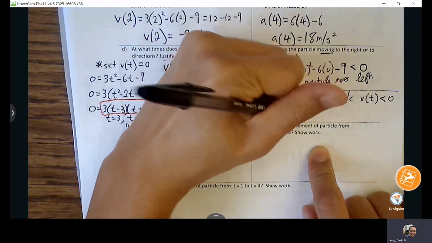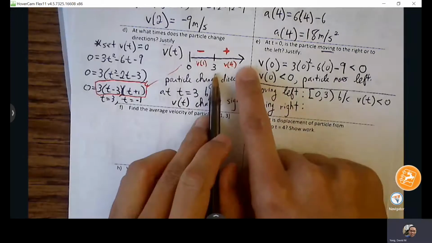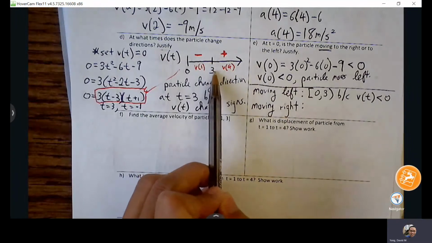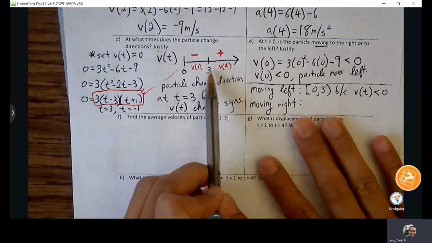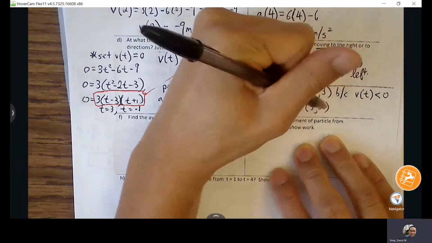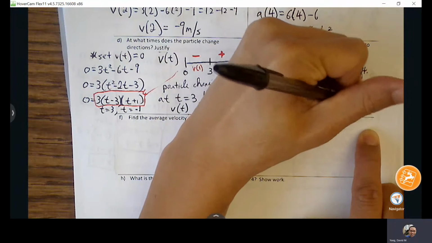Okay, what about moving right? Three to positive infinity, both are parentheses, right? We don't want to include 3 because at 3 the object is not moving. And the reasoning here is because velocity is greater than 0.